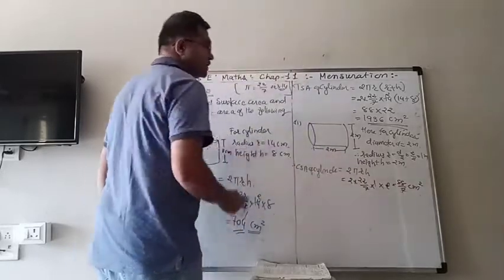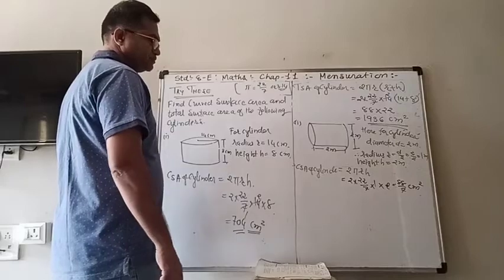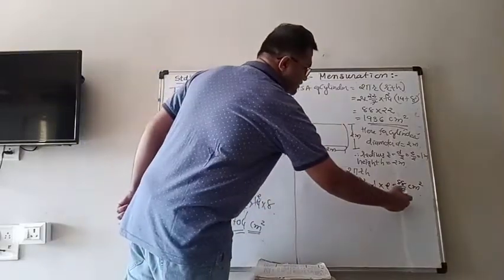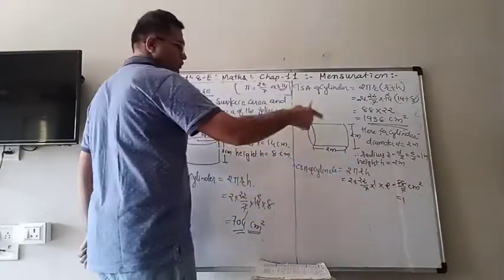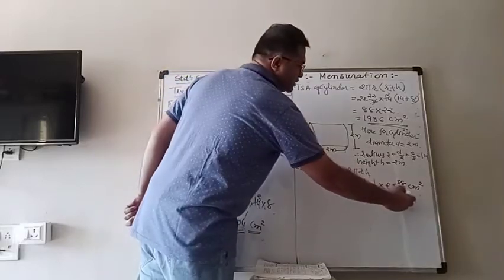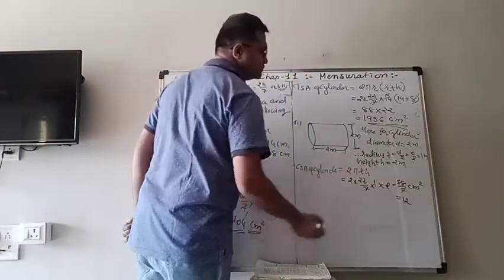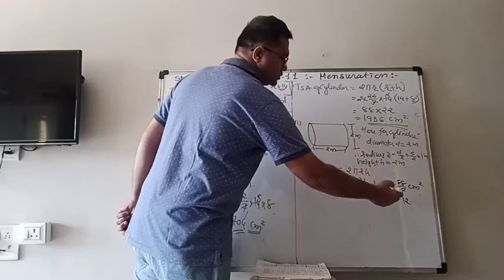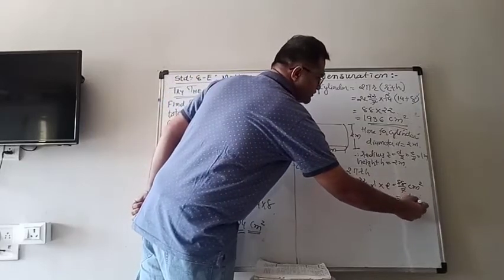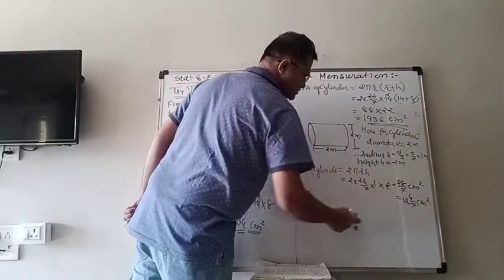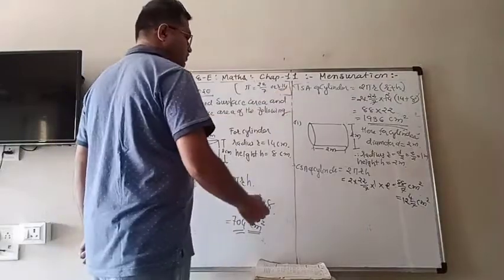Or you can convert it into mixed fraction. Like 7 ones are 7, 1, 7 twos are 14, 4. So 12 integer 4 upon 7 centimeters square. It is not necessary actually. You can write down that one also.